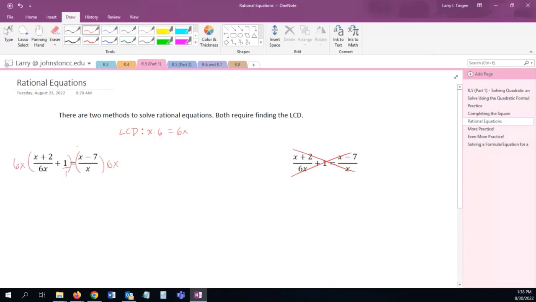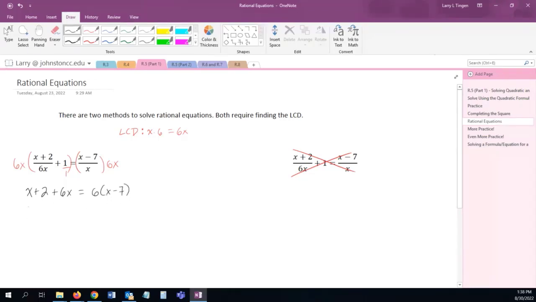All right, so what does that do? That clears the fractions. So 6x times (x plus 2) over 6x. The 6x divides out, and I'm left with x plus 2. 6 times 1 is 6x. And then 6x times (x minus 7) over x. The x's divide, and that leaves me with 6 times (x minus 7).